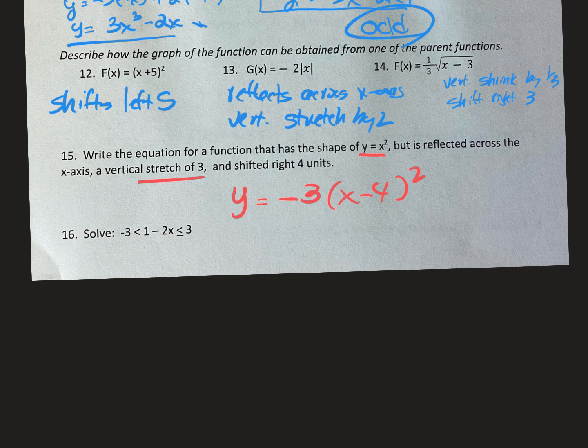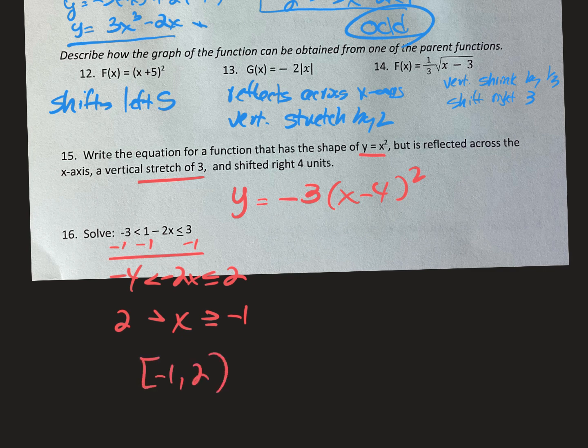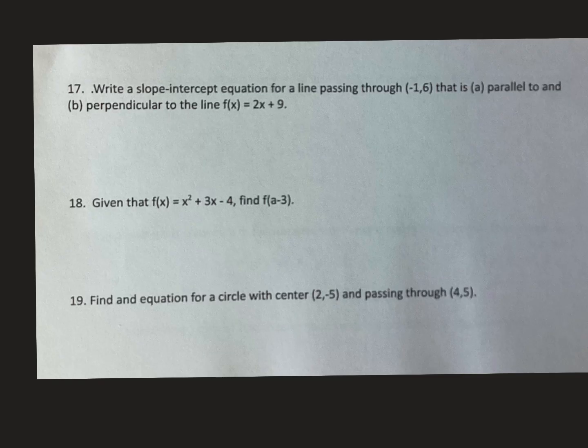16, inequality here. Start off by subtracting 1 from all 3 sides. That's going to be a negative 4 over here. Inside's going to be negative 2x. That's going to be a 2. I'm going to divide everything by negative 2. Because I'm dividing by negative 2, all the signs flip. So that's going to be a positive 2 over there. That's going to be a negative 1 there. So really my answer would be negative 1 to 2. Bracket around the negative 1, parentheses around the 2.